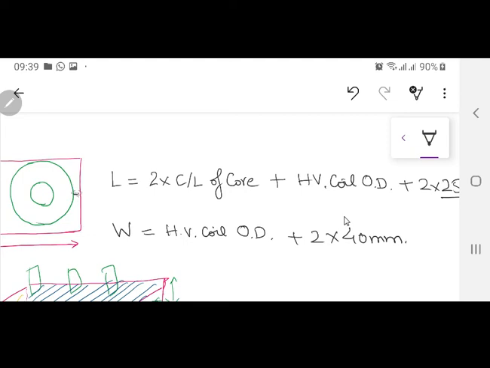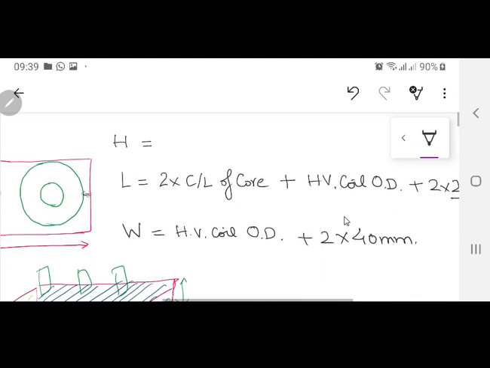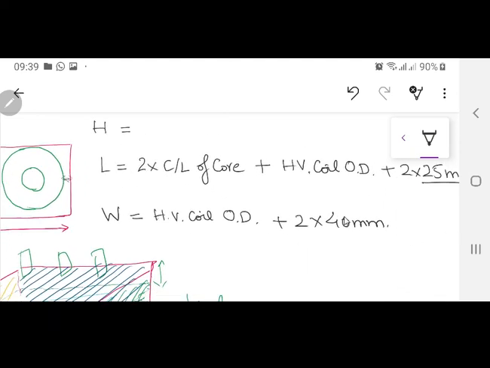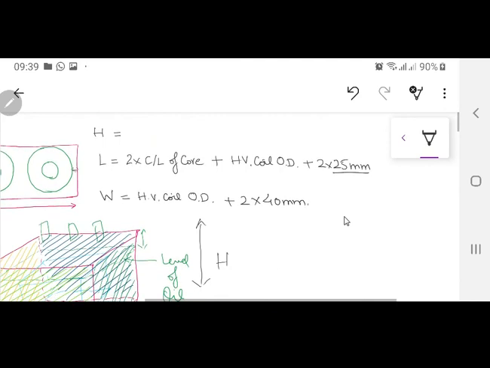40 mm is the clearance distance being added over here. And then the last thing, which is very important as far as the transformer is concerned, is the height of the tank. Now height, since this is a top view, I am not concerned with that over here in this diagram, but I can go with this one. So I am concerned with this distance, that is the height of the tank. So what is H? Now, what should be H equal to?